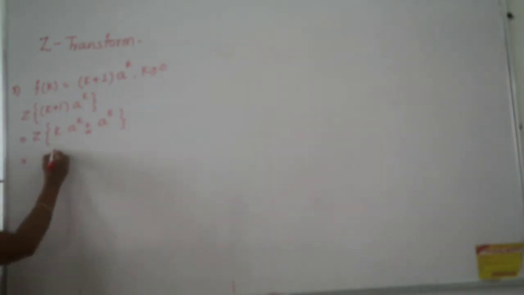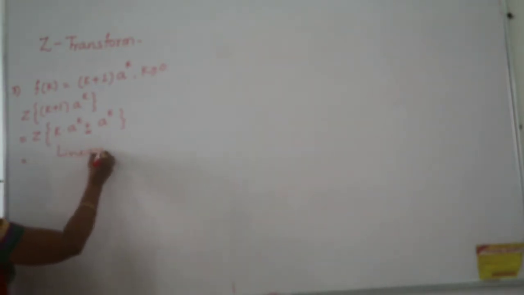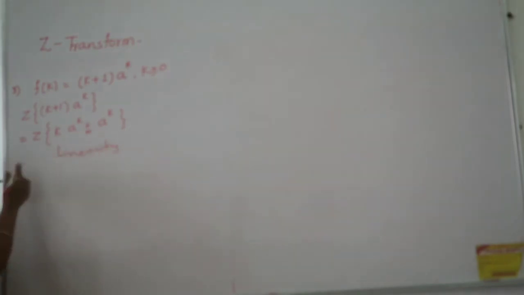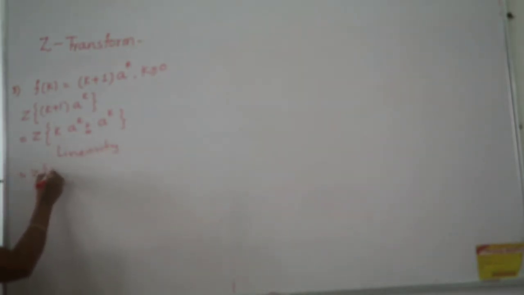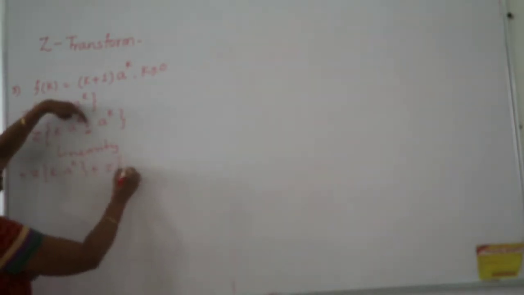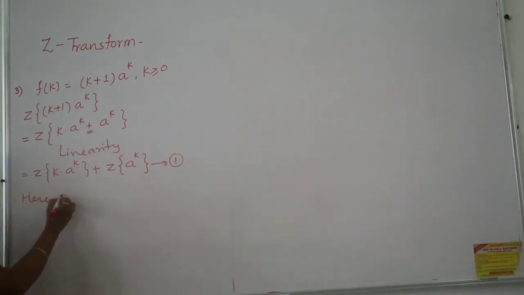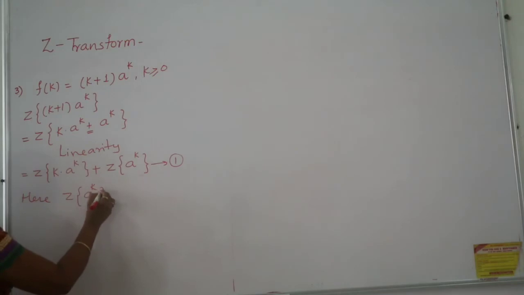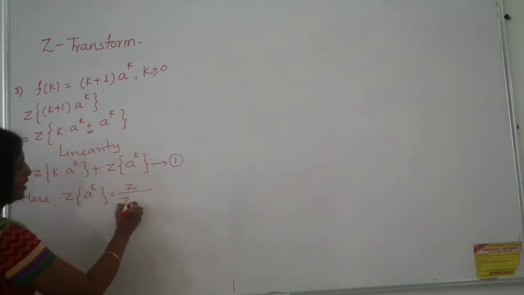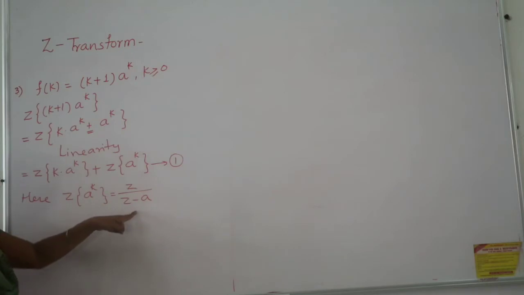Now whenever there is a plus or minus sign, you can separate the z transform. As I told you, which property have we noted? Linearity. So by linearity, this will become the z transform of k multiplied by a raised to k, plus the z transform of a raised to k. And all the time you should not forget, this is for k greater than or equal to 0. Let me call this equation number 1. Here I know the formula directly: the z transform of a raised to k is nothing but z upon z minus a when k is greater than or equal to 0. This is the formula.